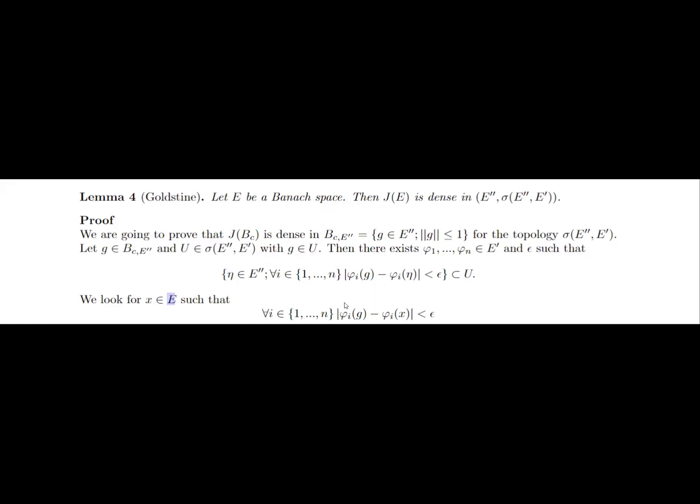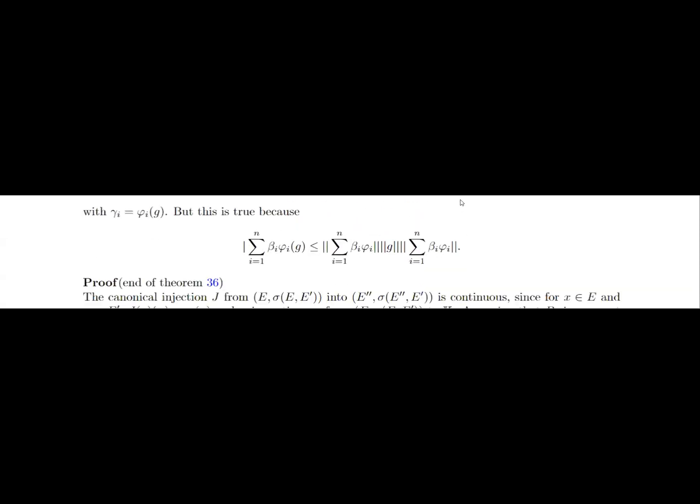If I call this quantity gamma I, then from the previous lemma, proving this is equivalent to proving that this is true with gamma I equals phi I of G. Now if I replace gamma I by phi I of G, this will be true because G is in the ball. So let's write this like that. But this is true.